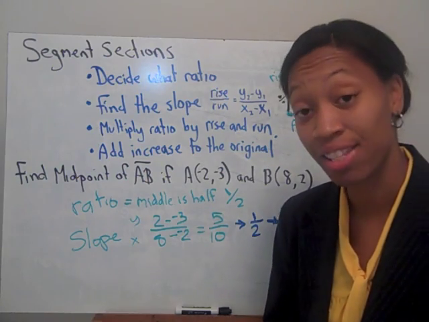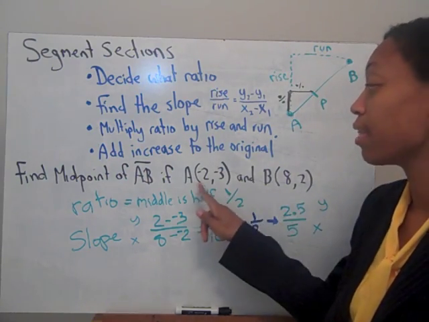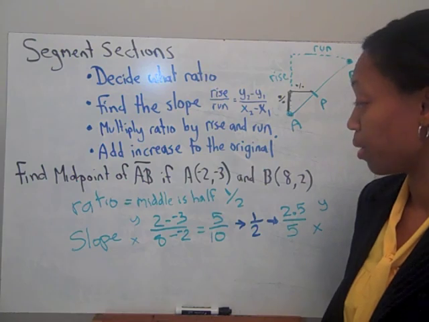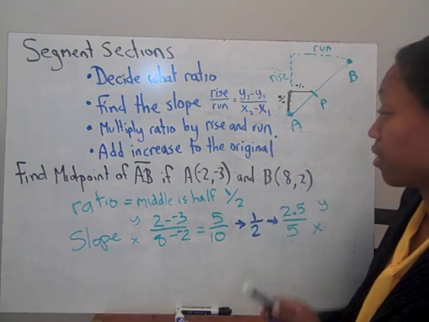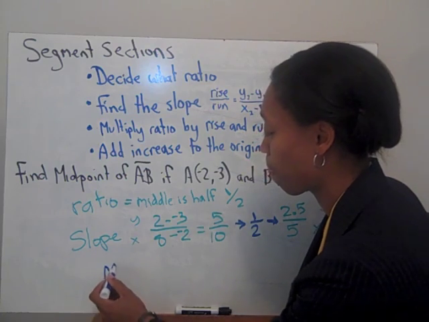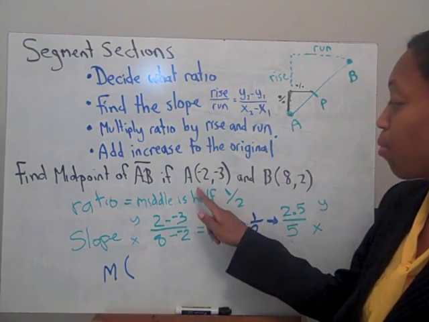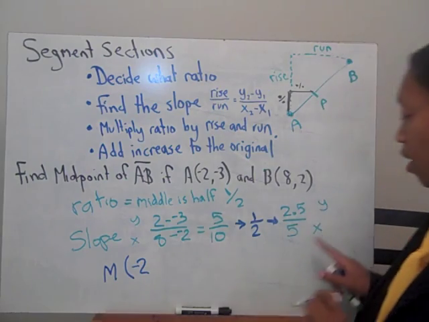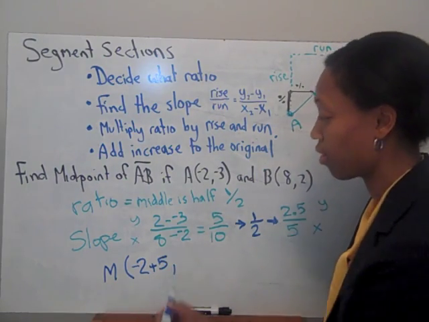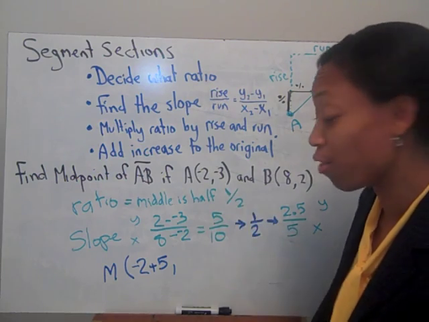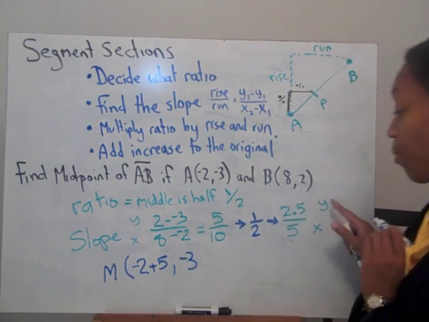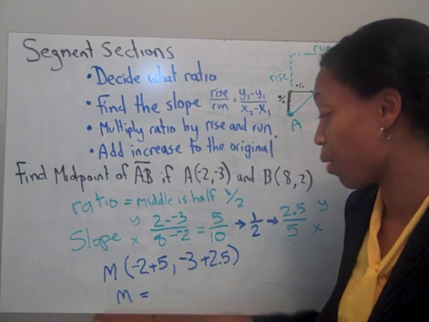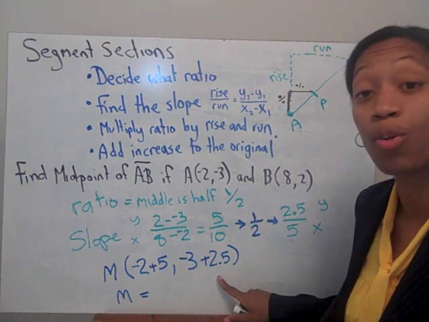So now, to get the answer, I just take these two numbers and I add them to my original point. So now, the answer will be the point M. It started at -2 for my x, and we're adding 5 to the x. And then we have -3 for the y, and we're adding 2.5. That means that M equals the point 3, -1/2.